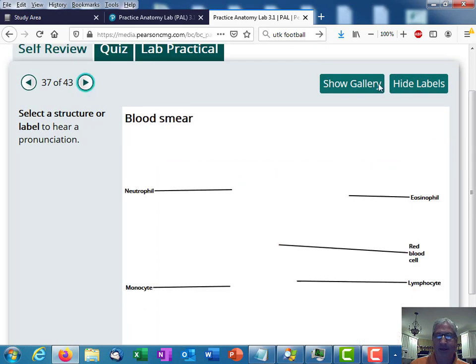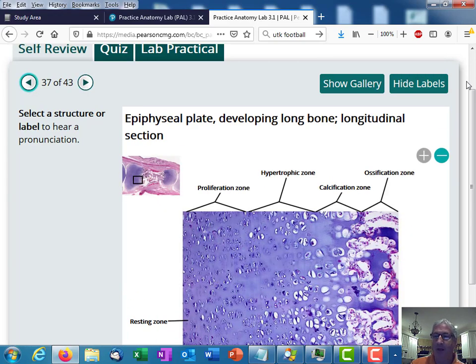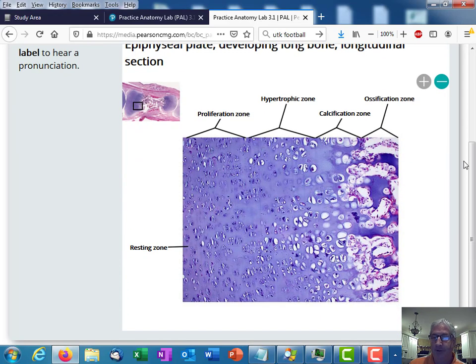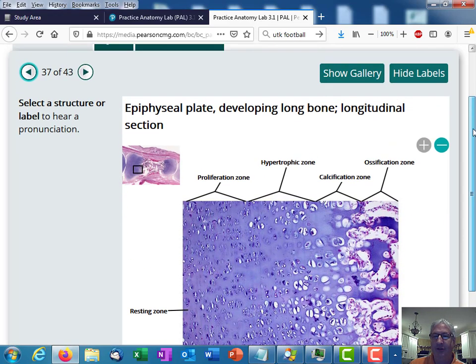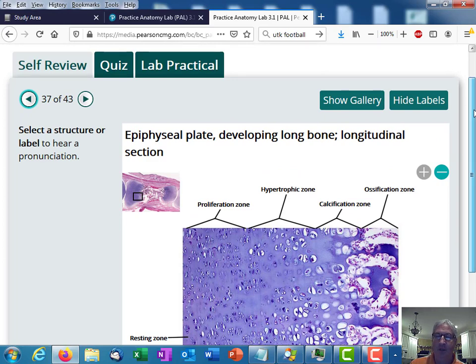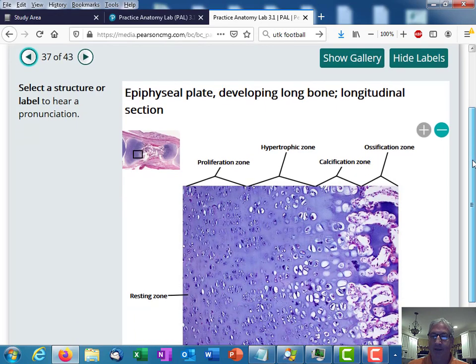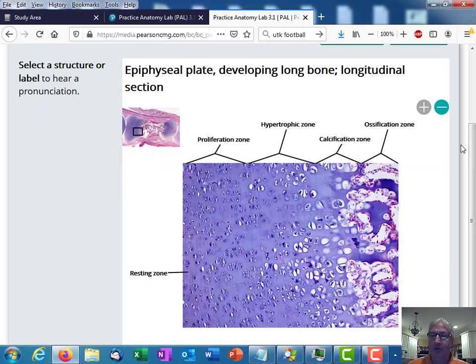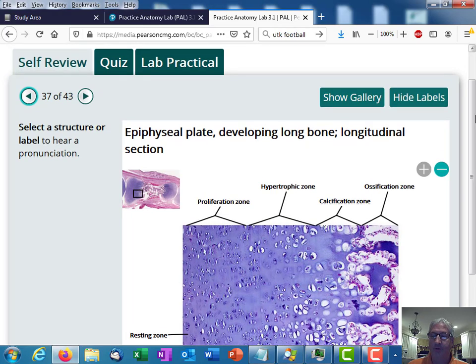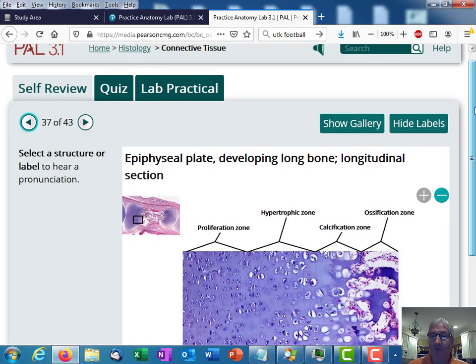I think that's the last slide. Yeah, there's a blood smear. So, okay, there you go. There's a quick overview. That's how you get into the Pearson Practice Anatomy Lab and see these pictures. And there's an overview of the tissues for the skeleton, for bone.